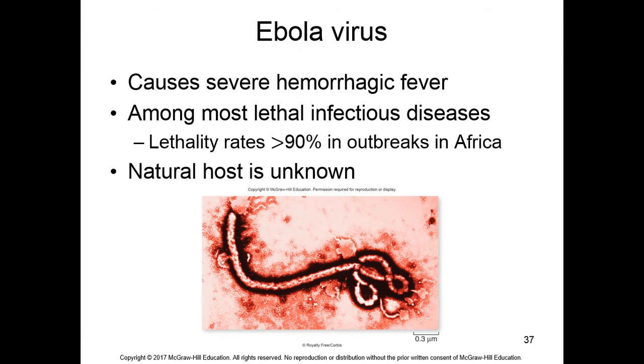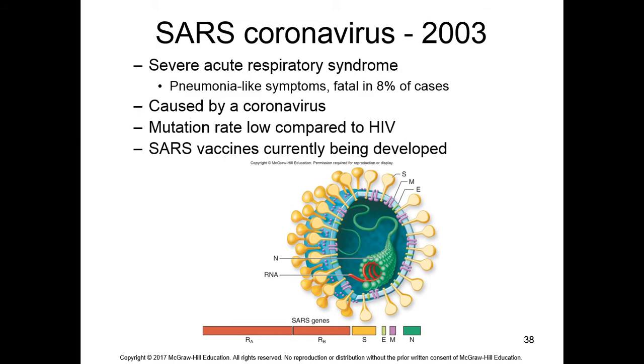One more example of these viruses is the Ebola virus. It causes severe hemorrhagic fever. Among the most lethal infectious diseases, the lethality rate is reported to be more than 90% in outbreaks in Africa. The latest outbreak was at the end of 2014, and still we are having some positive cases from that particular region. The natural host is still unknown.